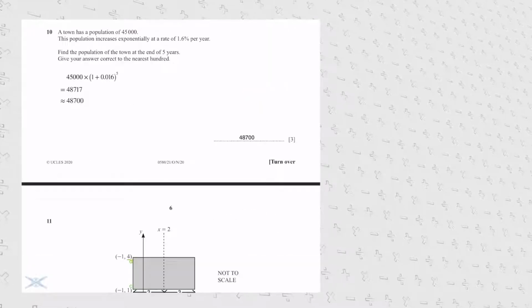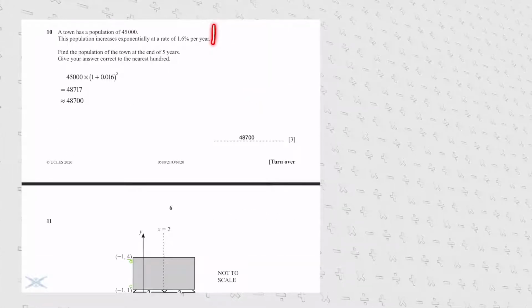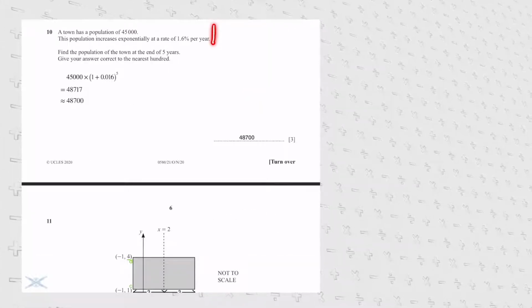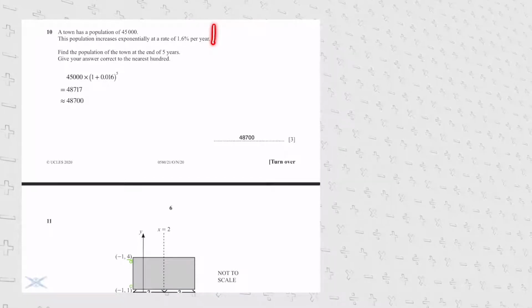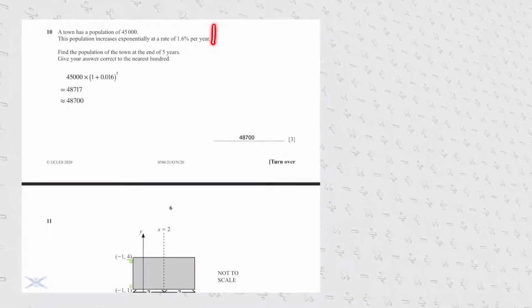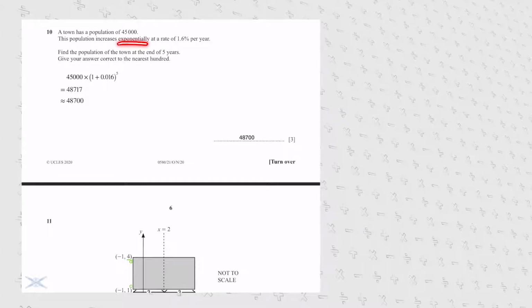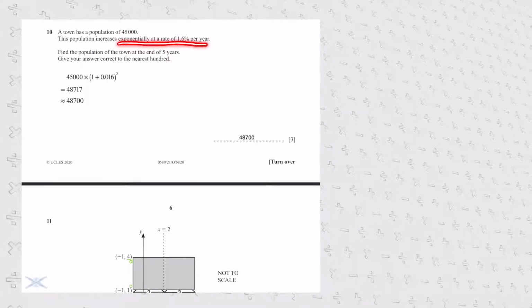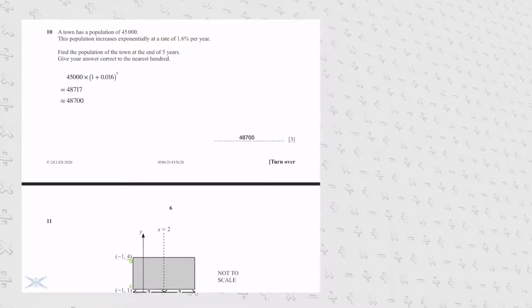Moving on to exercise 10, a town has a population of 45,000. This population increases exponentially at a rate of 1.6% per year. Keywords here are exponentially at a rate of 1.6% per year, which means that we are dealing with exponential growth.